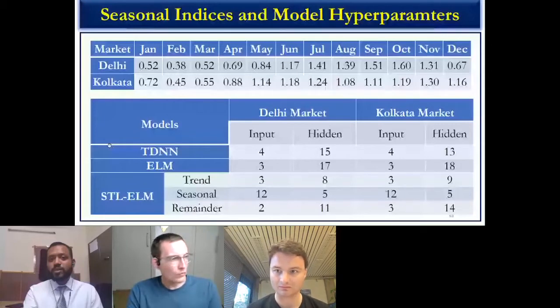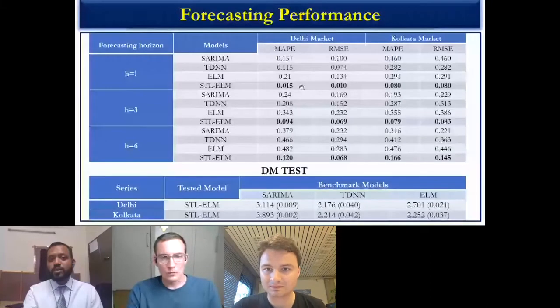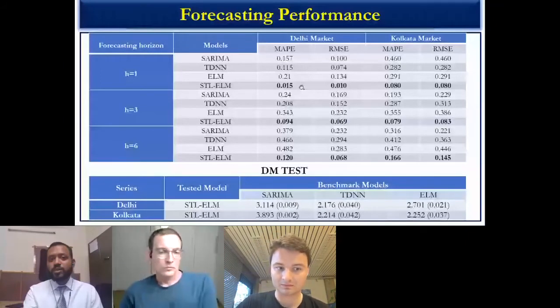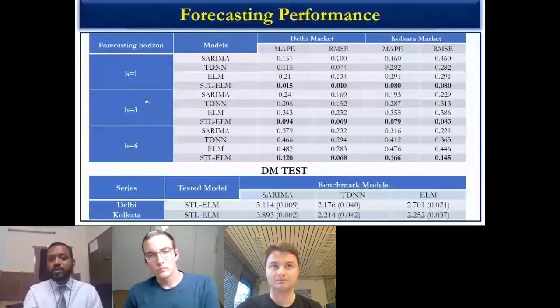For the forecasting evaluation, since this is about nowcasting and forecasting for the very near future, we have taken horizon 1, horizon 3, and horizon 6. With all these horizons, we have compared 3 traditional or existing models with our STL-ELM hybrid models with our package. And we can see that in all the 3 horizons, STL-ELM is performing better in the Delhi market and Kolkata market.